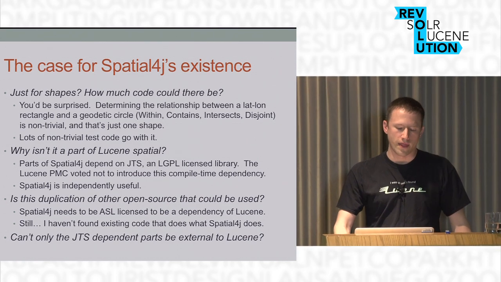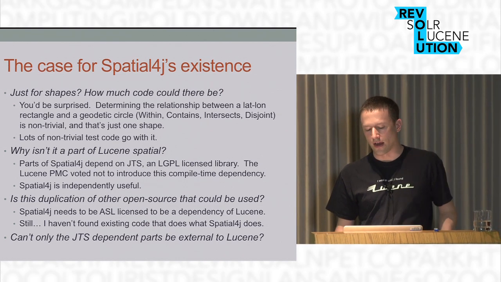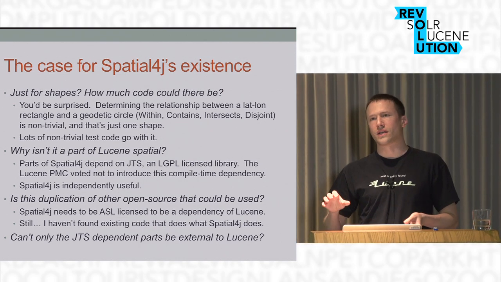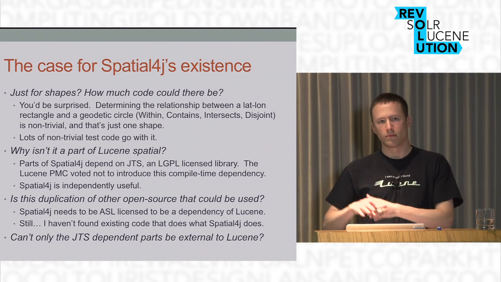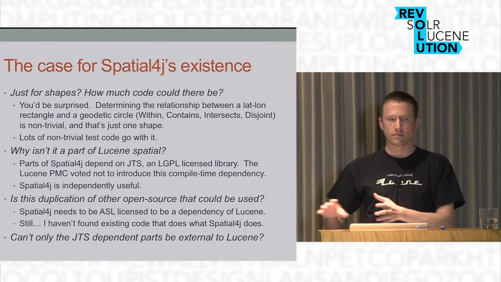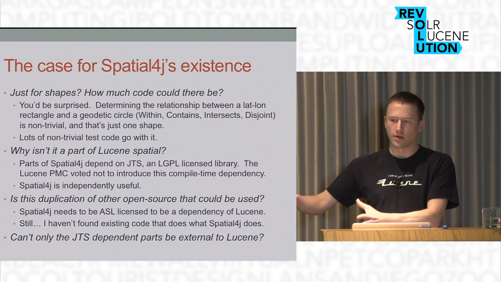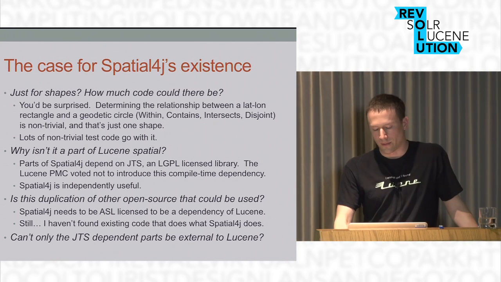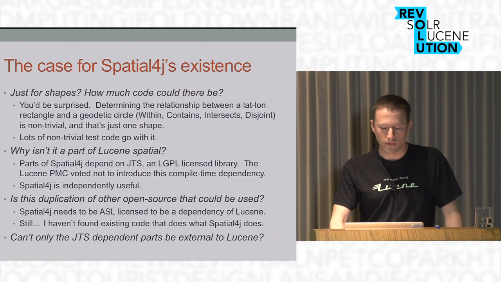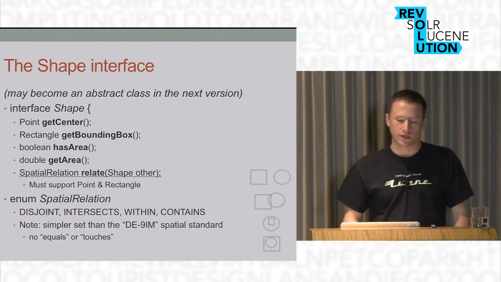The best argument for why it doesn't necessarily have to exist is that, well, couldn't the JTS parts of it be Spatial4J? So it becomes this third-party adapter wrapper around JTS. Well, that's the best argument, but the ship has sailed, and I'm happy with it being external. So it is what it is.